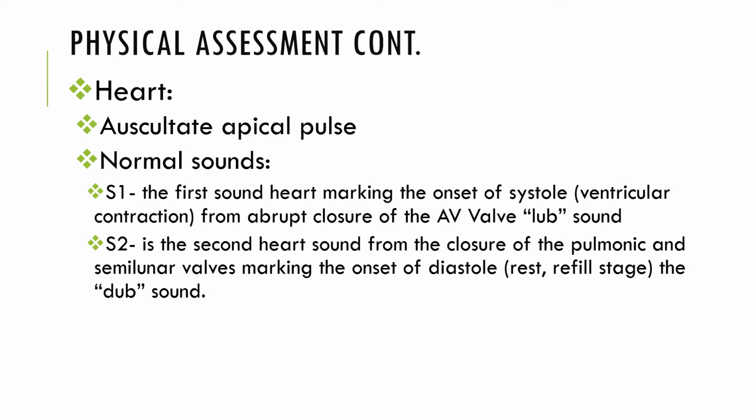All right, we also want to look at the heart. We're going to auscultate the apical pulse, which you listen to at the mitral. Normal sounds, you have an S1 and an S2. The first sound is an abrupt closure of your AV valves, so that lub sound. It's when your tricuspid and your bicuspid close. Your S2 is the second heart sound from the closure of the pulmonic and aortic semilunar valves, making the onset of the diastole, the rest or refill stage, which is that dub sound.